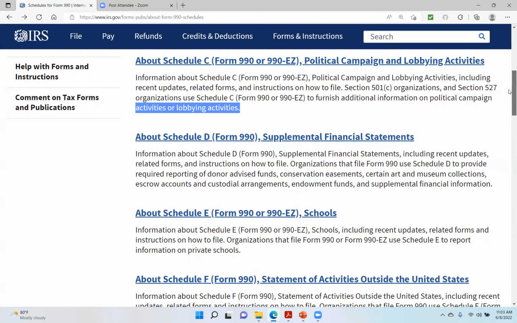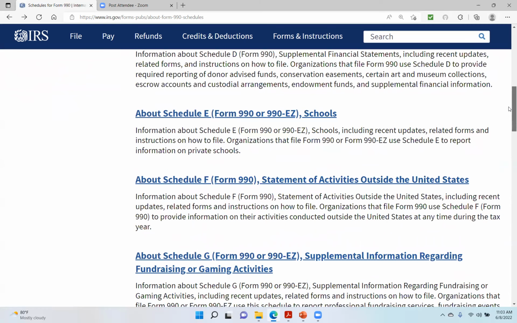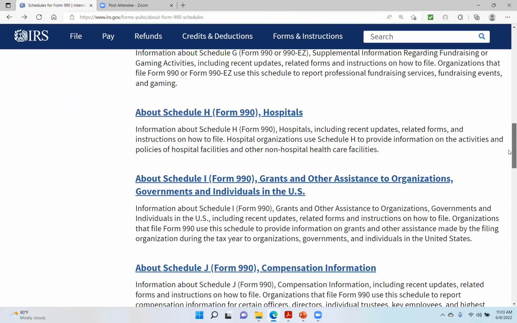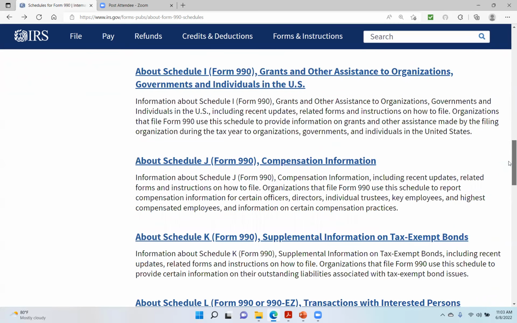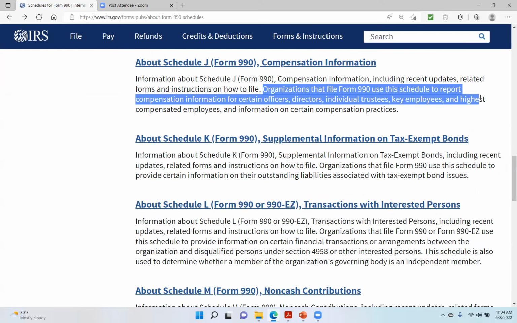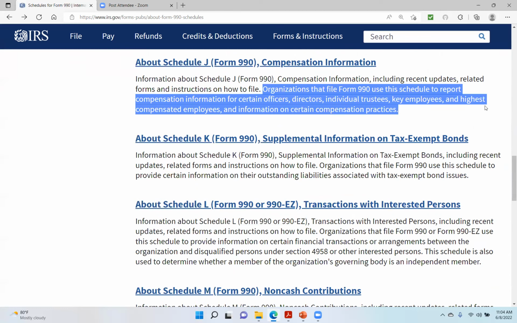So as I scroll down, you'll see Schedule D, Schedule E, Schedule F, Schedule G, Schedule H, Schedule I, Schedule J. Let's look at Schedule J, compensation information. Organizations that file Form 990 use this schedule to report compensation information for certain officers, directors, individual trustees, key employees, and highest compensated employees, and information on certain compensation practices. This should be a very interesting one to look at when we look at the Form 990. So I'm going to jot that down.